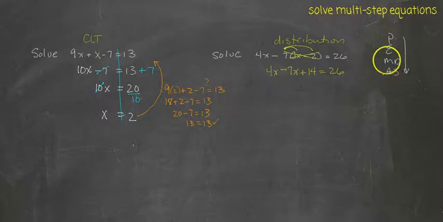Now, I've done my multiplication and division, but have I done addition and subtraction, or is there any I can do? I look over here and I see indeed, again, just like over here, I have like terms that can be combined. 4 minus 7 is negative 3. So I have negative 3x plus 14 equals 26. Now I've gone completely through PEMDAS.